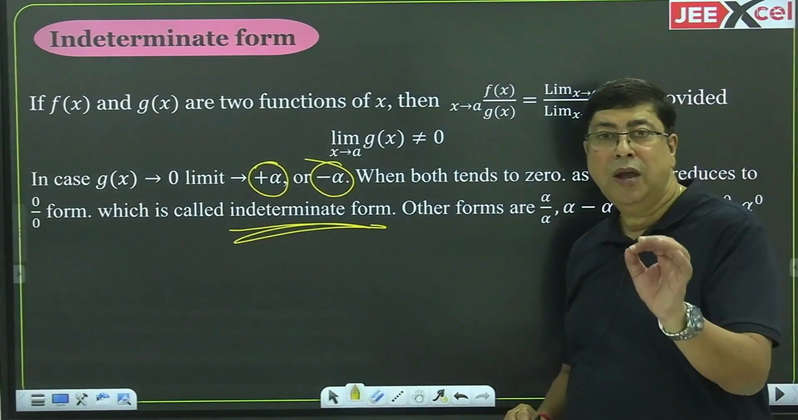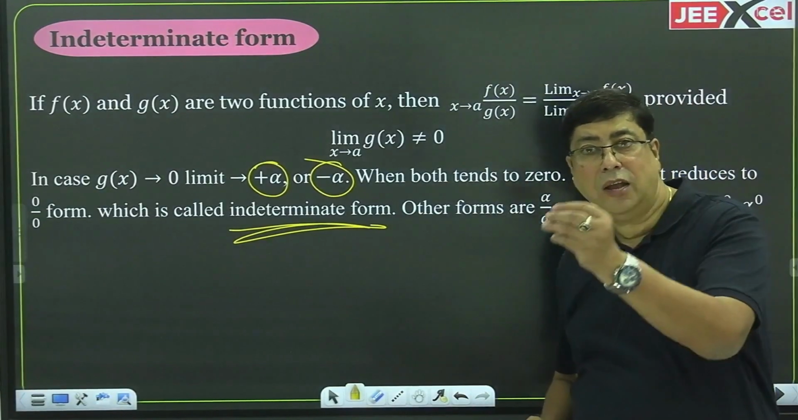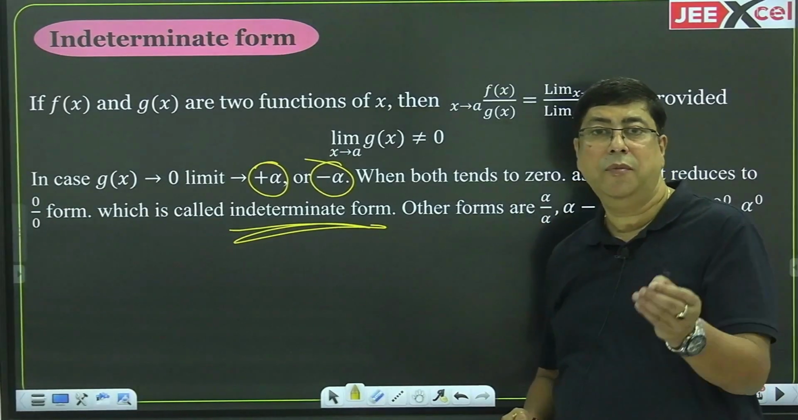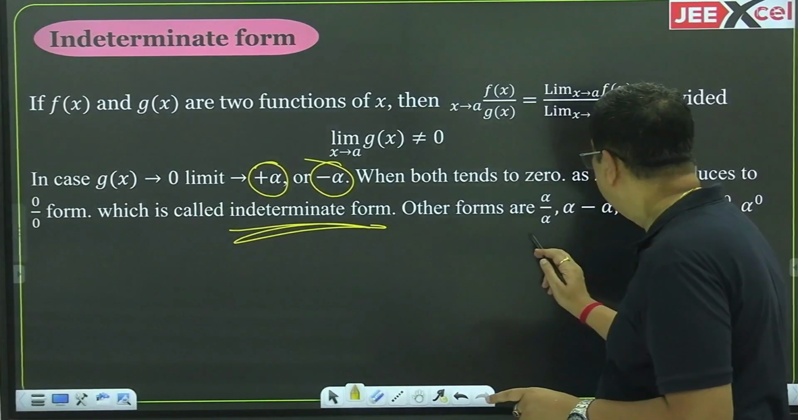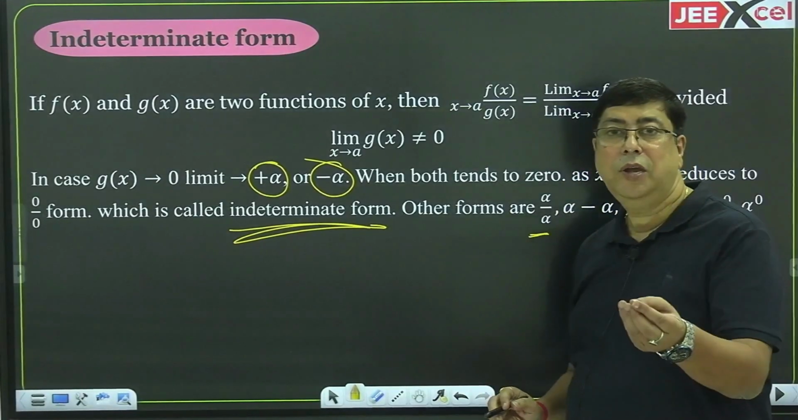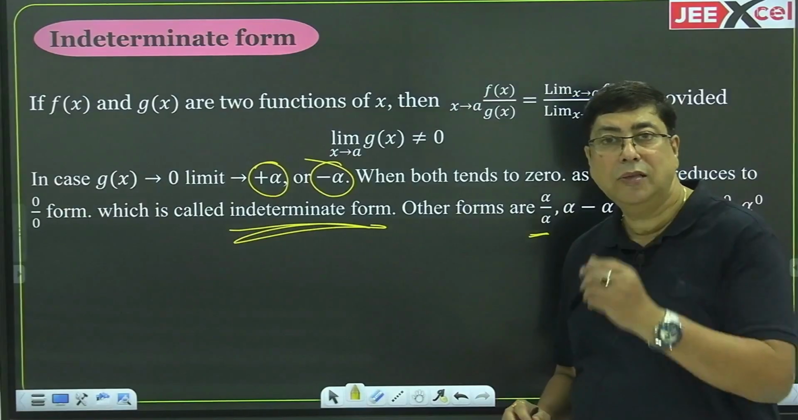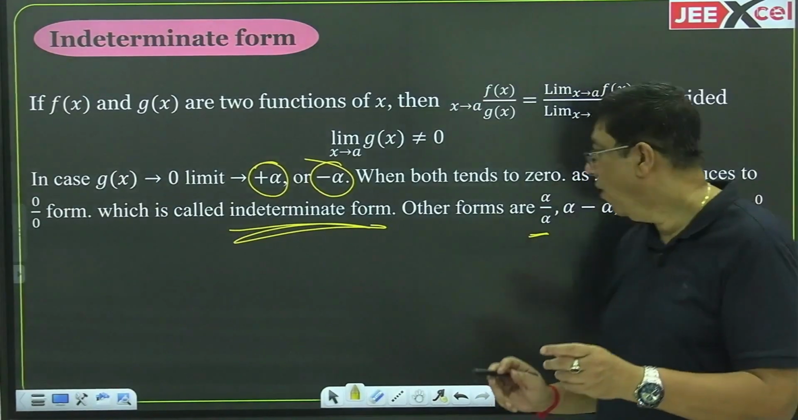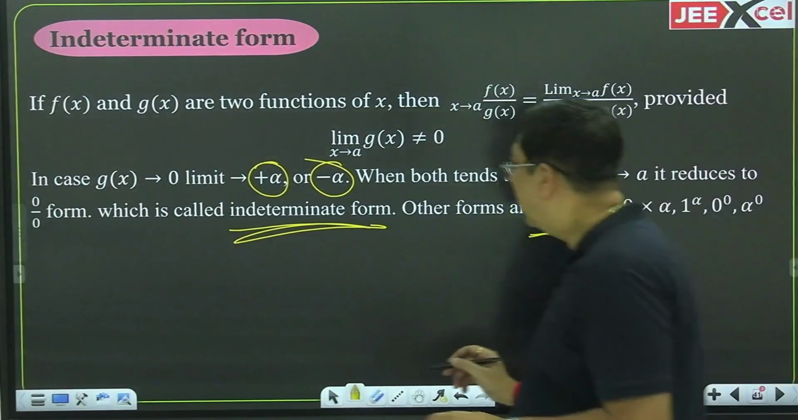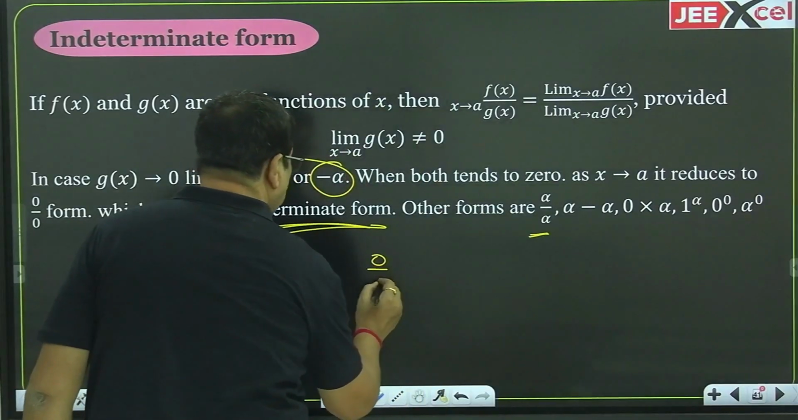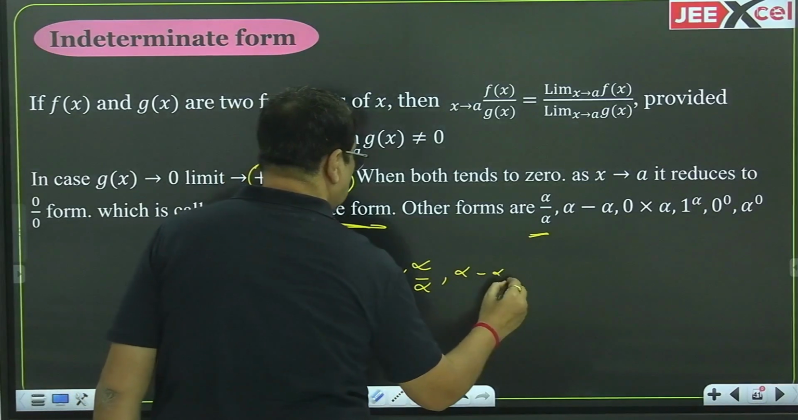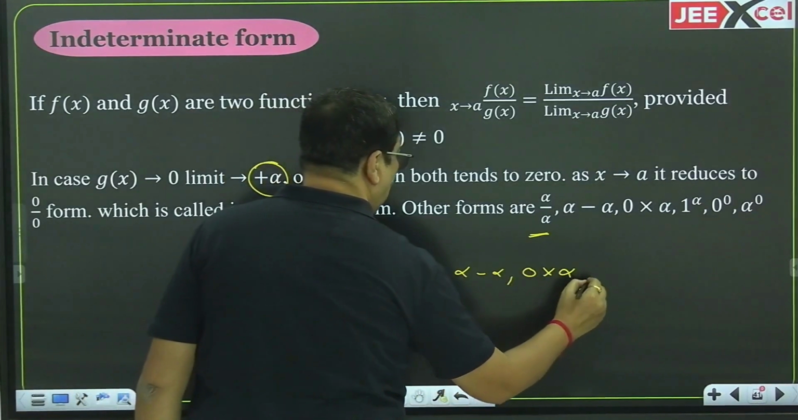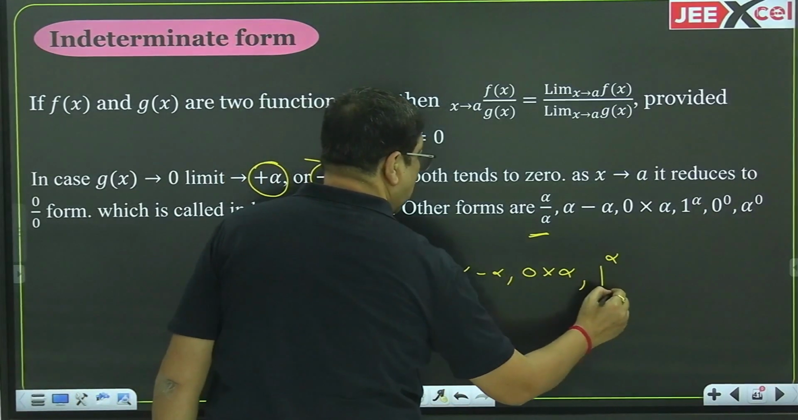So the main indeterminate form, which we used in so many sums and formulas, is 0 by 0 form, and other indeterminate forms are infinity by infinity, which is one form of 0 by 0. There are 7 forms you have to keep in mind: 0 by 0, infinity by infinity, infinity minus infinity, 0 into infinity, 1 to the power infinity.